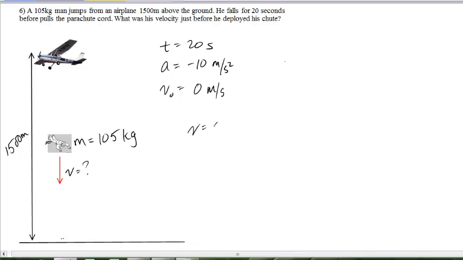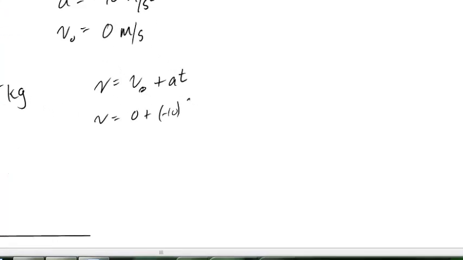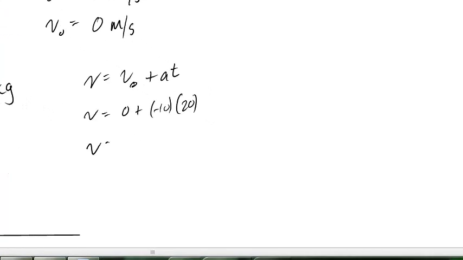Well, once again, turns out this is a problem for our first kinematic equation, or first equation of motion. And again, it's already solved for what we're looking for. So plugging in our numbers, 0 plus minus 10 times 20, minus 200 meters per second.